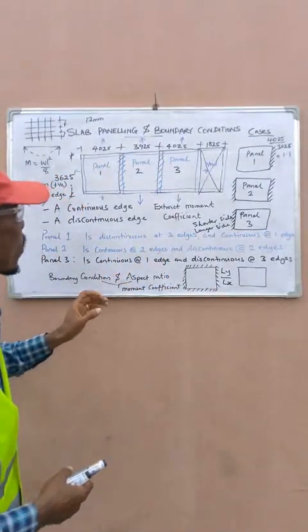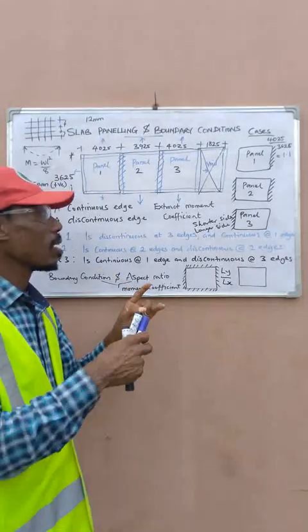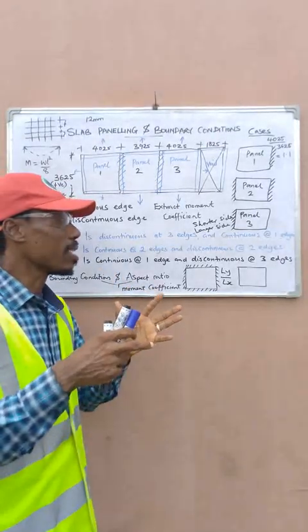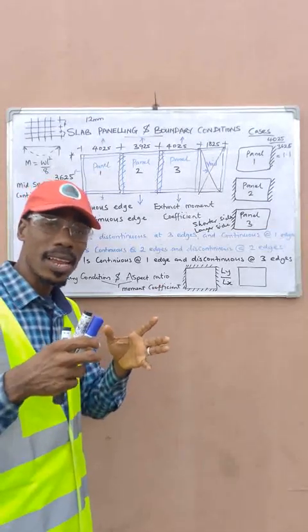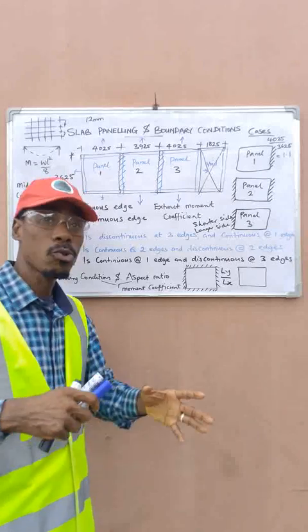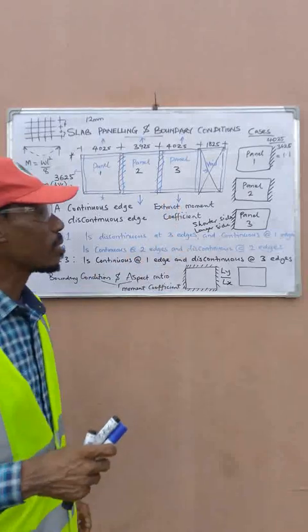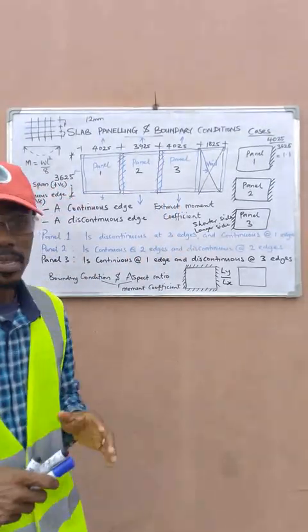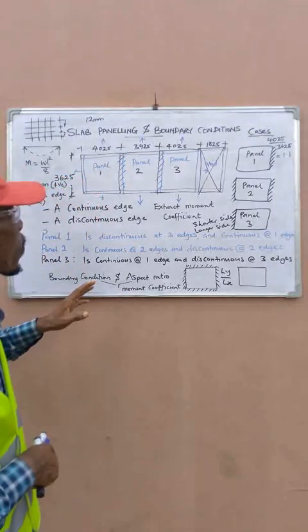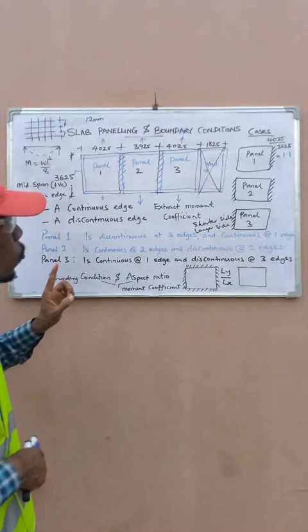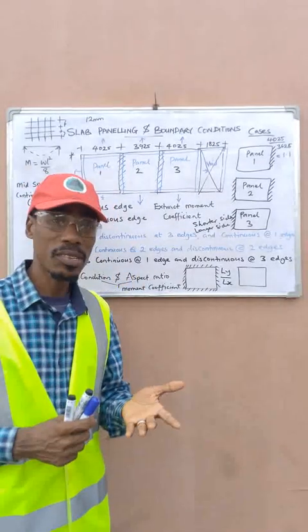So it is important that we understand this aspect critically, because this is the essential aspect that will give us a clear perspective on how to design our slab. Because if you don't define this, it means that there will be some lapses in the course of designing. Now the boundary condition also gives us guidelines on how to place our reinforcement.